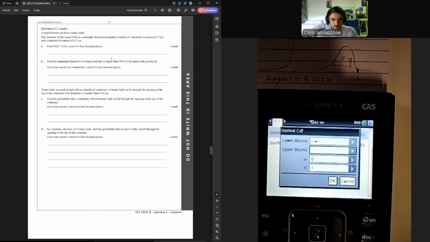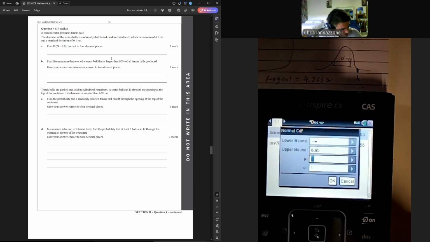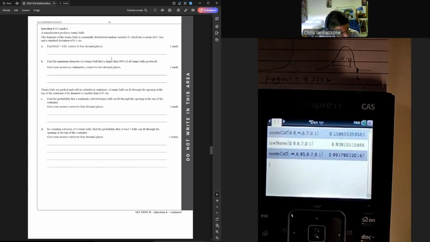Lower bound is now infinity because it can be as small. Now, technically, in the real world, you would set this as 0, but when you use normal distribution, you always have your upper and lower bounds as infinity if they are unbounded, regardless of what makes sense in the real world. But okay, as for our upper bound, it's 6.95. Mean 6.7, standard deviation 0.1. And just like that, to 4 decimal places, we would have the probability. We got a 99.38% chance.